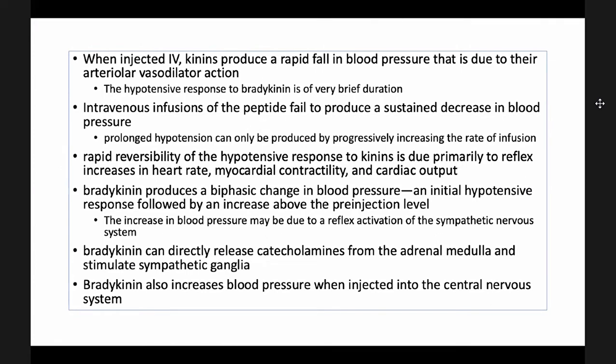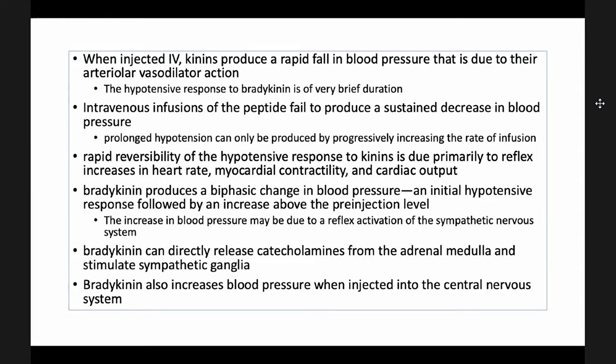While the IV infusion of the peptide failed to produce a sustained decrease in blood pressure. If you need prolonged hypotension, this can only be produced by progressively increasing the rate of the infusion. So rapid reversibility of the hypotensive response to kinins is due primarily to reflex increases in heart rate, myocardial contractility, and cardiac output. Bradykinin also produces a biphasic change in your blood pressure.